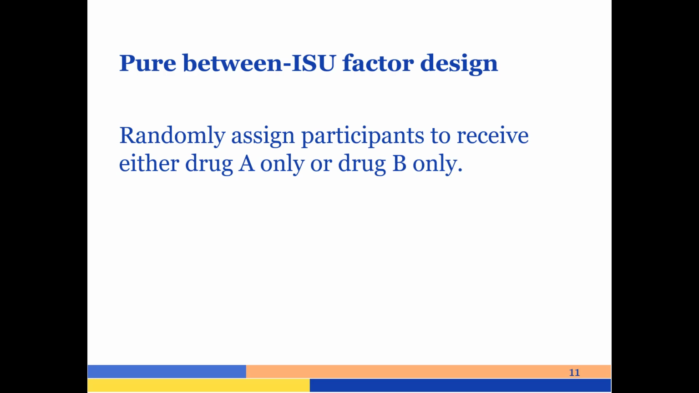Here's an example of a pure between independent sampling unit factor design. There are no within factors, simply participants are being assigned to receive only one drug or the other, and the measure of effectiveness is at one time.